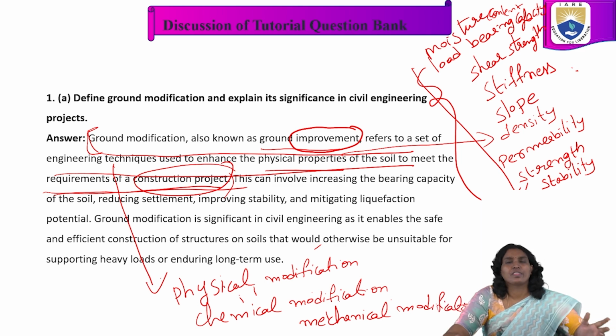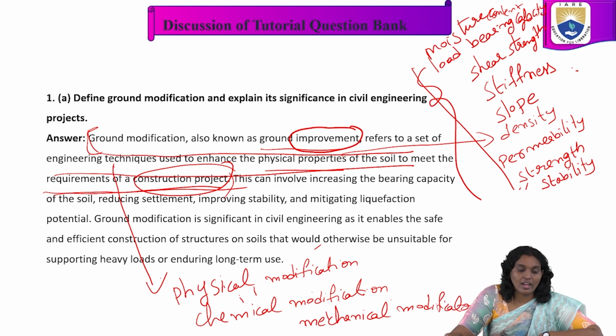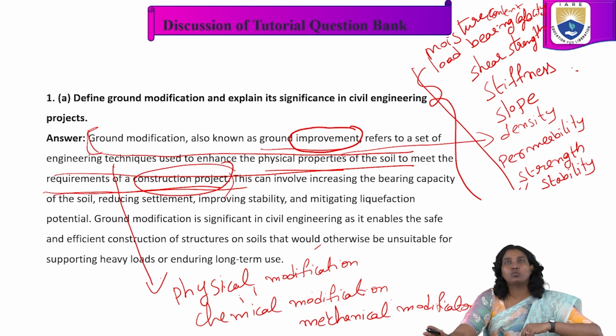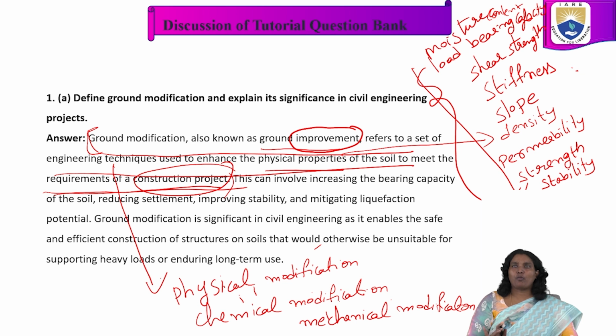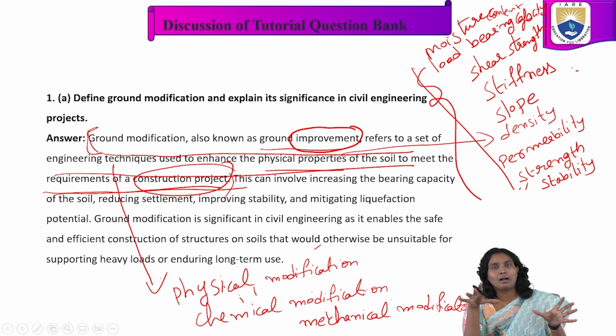These are all we may keep according to the given question, as per the number of marks. So now this ground modification, also known as ground improvement, refers to a set of engineering techniques. Those may be physical, chemical, mechanical, hydraulic, by confinement, by admixture, so many parameters. In so many ways they are used to enhance the physical properties of the soil to meet the desired properties of the construction work. In your own words, we are going to construct and frame the words and complete the sentence in a meaningful way.